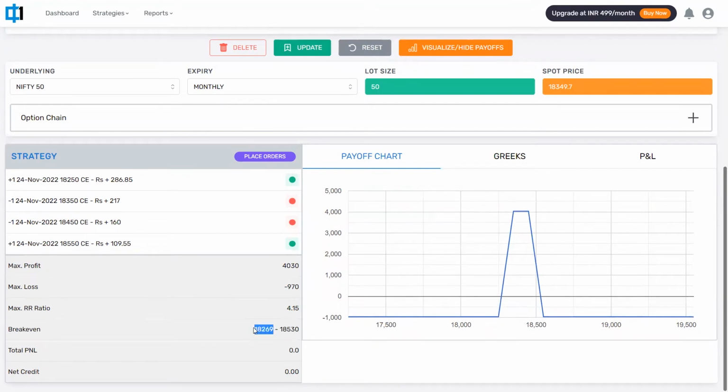The break-even points are 18,269 and 18,530. So as long as Nifty expires between these points, you'll end up making money. But if it does not, your risks are capped. So it's never going to be beyond a certain maximum loss, which is the good part about this position.